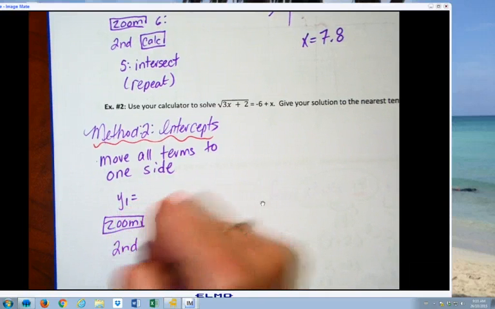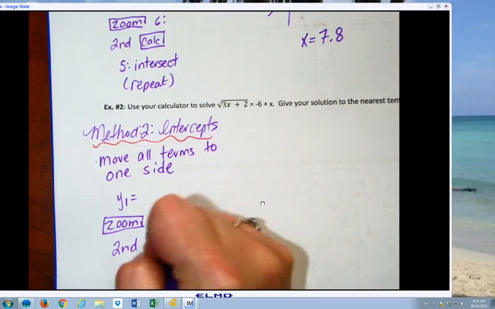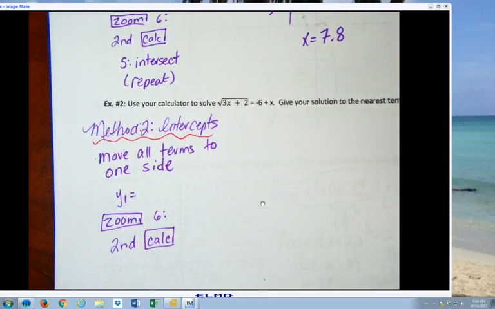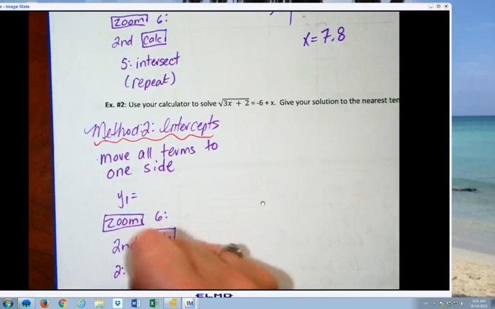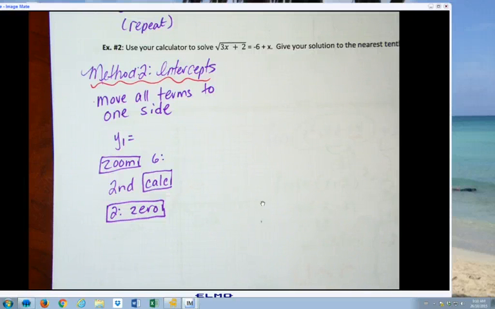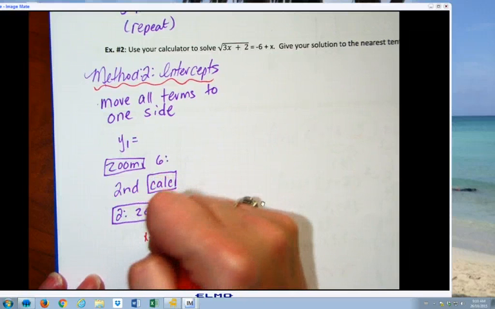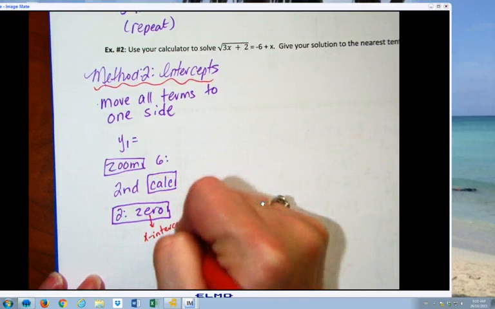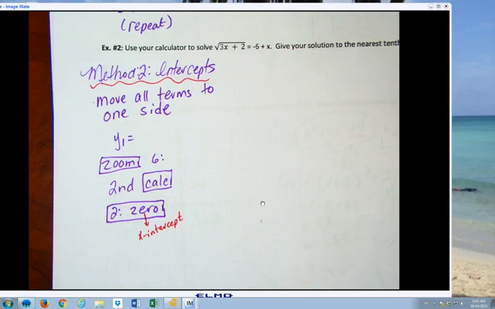Second function, calc. Number 2, zero. What's a synonym for the zeros of a function? X-intercept, so that's why it's called the intercept method. That's what you're finding, the x-intercepts.